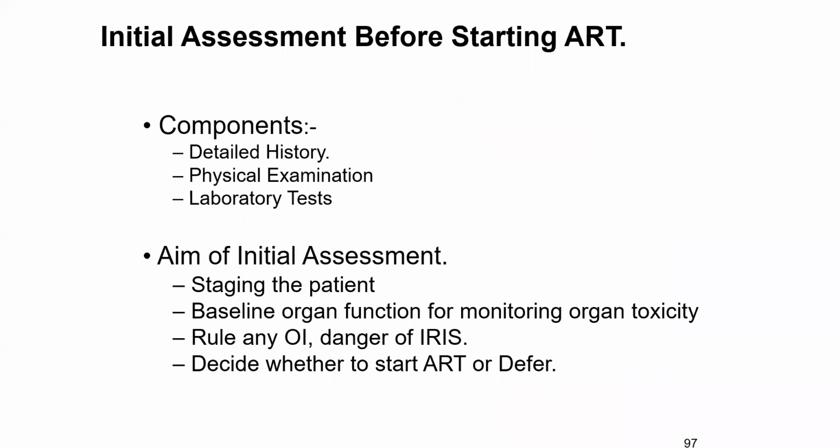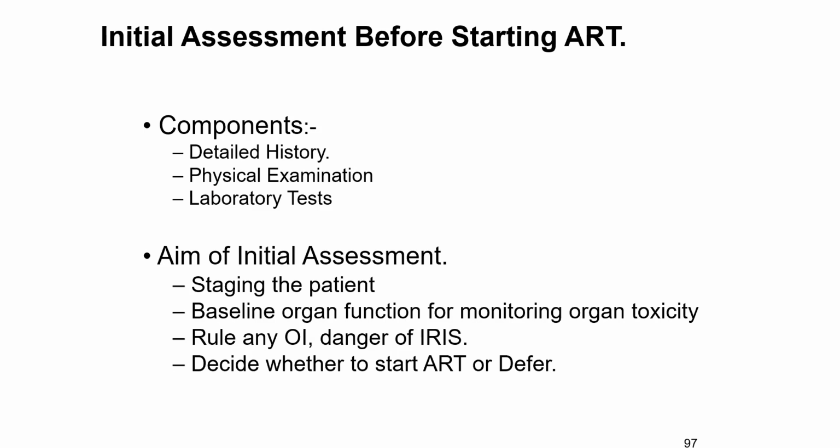Before we start our patients on ART, we don't just start people on treatment. There are several things which we do. We assess their history. We do a physical examination to see if they have any other condition. We do some lab tests. And why do we do this initial assessment? We want to see the stage of the patient. We also want to check if the patient has baseline organ damage, because some of the drugs which we give have side effects of damaging some organs. So I want to see if their organs are okay.